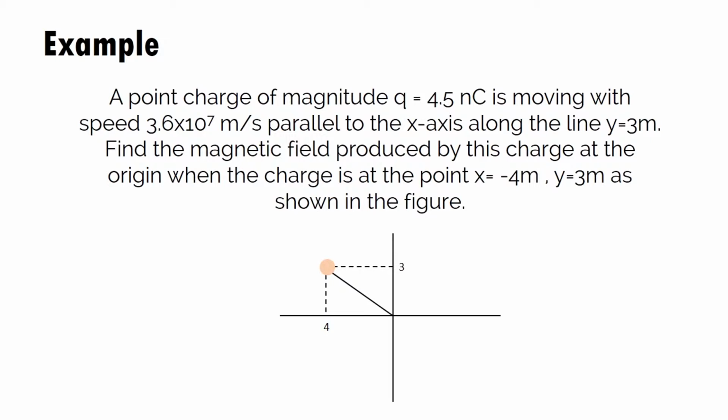Now, let's do some examples. A point charge of magnitude Q equals 4.5 nanocoulombs is moving with a speed of 3.6 times 10 to the power of 7 meters per second parallel to the x-axis along the line where y is equal to 3 meters. Find the magnetic field produced by this charge at the origin when the charge is at the point where x is equal to negative 4 meters and y is equal to 3 meters, as shown in the figure below.